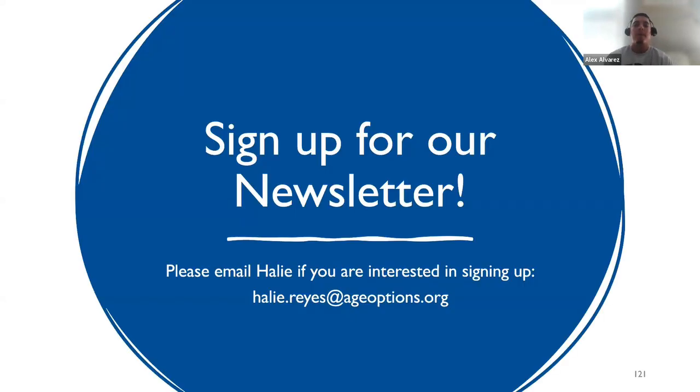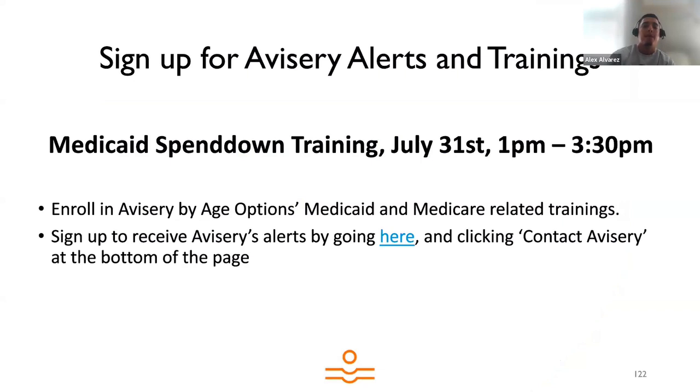And on that note, if you would like to sign up for our newsletter, you can email Haley. Her email is included here below. There's no set date for that yet, but it will be up in the upcoming months. And then you can also sign up for any kind of advisory alerts or trainings. We do have a Medicaid spend down training coming up soon, July 31st from 1 p.m. to 3 p.m. If this is something you're interested in, you can enroll in Advisory by AgeOptions Medicaid and Medicare related trainings. And then you can also sign up to receive alerts for a lot of these trainings by clicking on the link here and then clicking contact advisory at the bottom of the page.